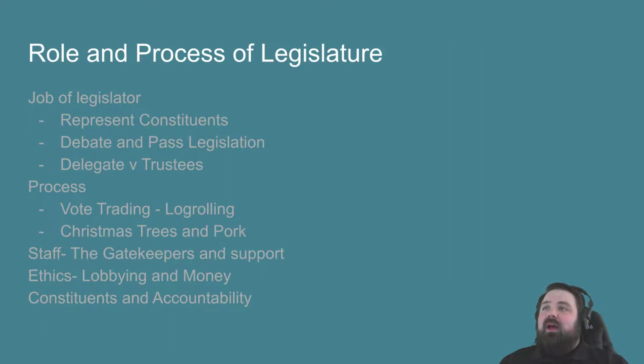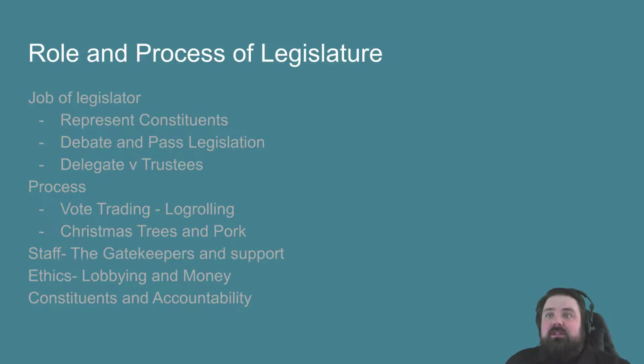So the role and process of the legislature. There's a bunch of different things we need to think about when we're thinking about how the legislature goes about doing its job. So the first big thing we really need to talk about is what actually is the job of a legislator? What are they meant to be doing? Well, first and foremost, perhaps the biggest and most relevant job of the legislature for us is that they represent constituents, the people that live in the districts they represent. That's their job.